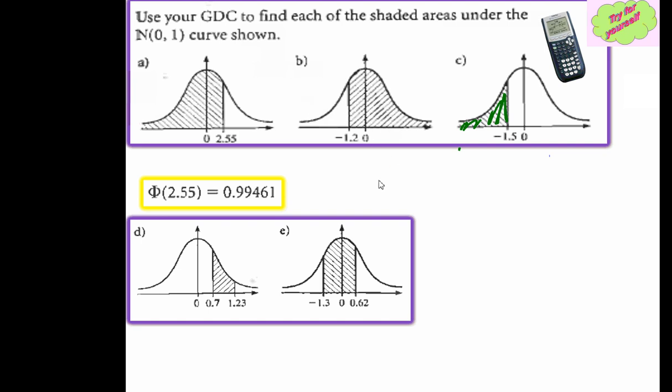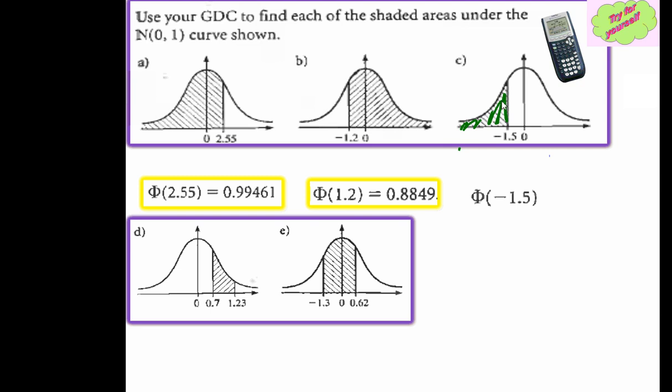Same thing for this one. Now it's second vars, normal CDF, and then the lower bound would be negative 1.2. The upper bound would be positive, so you'd put in 1e99 as your upper bound for this one. Not negative 1e99, because that's negative infinity. Positive infinity is 1e99. Then you would get 0.8849. These are kind of unrounded answers. You don't need to write the rest, leave that off, but what's important is the answer.